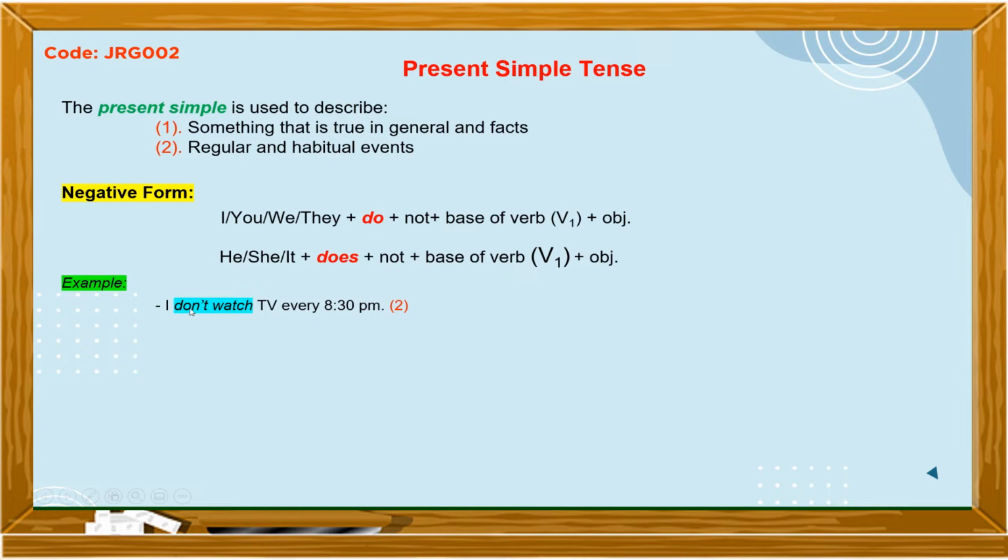All right, so here is do, and then followed by not, and here is not, but I just write it in short form. So do plus not here equals don't. So I don't, meaning that I do not, and then plus watch. Watch is what we call the base form of verb, or verb 1, and then followed by TV every 8:30 p.m., meaning that it is the object. So this sentence already follows the form above, so we can say that it is the correct one.